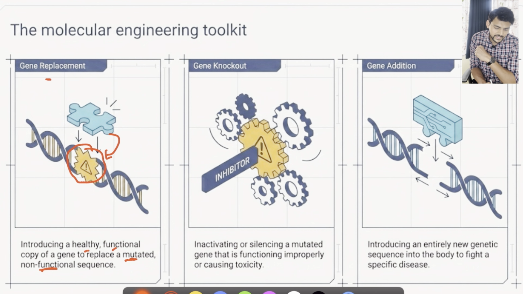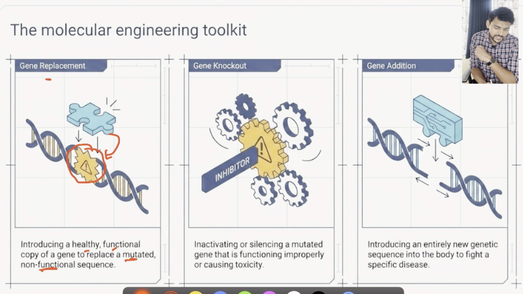Now we will focus upon the other method, that is gene addition. Now suppose, just imagine the same watch. We have got the belt, but the dial part is actually missing. So what do we need to do? We just need to insert that particular part. This is called gene addition. So it means introducing an entirely new genetic sequence into the already existing genetic material of the body.